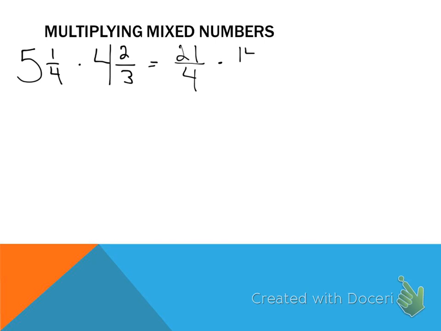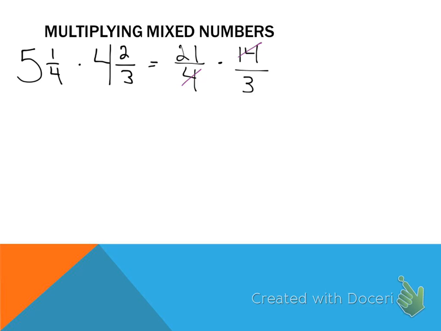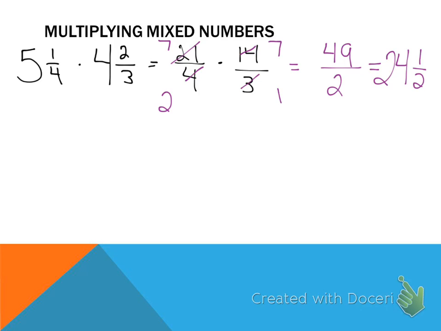Okay, so now we have 21/4 times 14/3. And now, can I cross-reduce anything? Yes. Okay, what can I cross-reduce? 3 and 21 by 7, and I can cross-reduce 4 and 14 by 2. Okay, I can do both. So now I just multiply them together. And 7 times 7 is 49 divided by 2, and I change it to a mixed number, 24 1/2. All right, good job, guys.